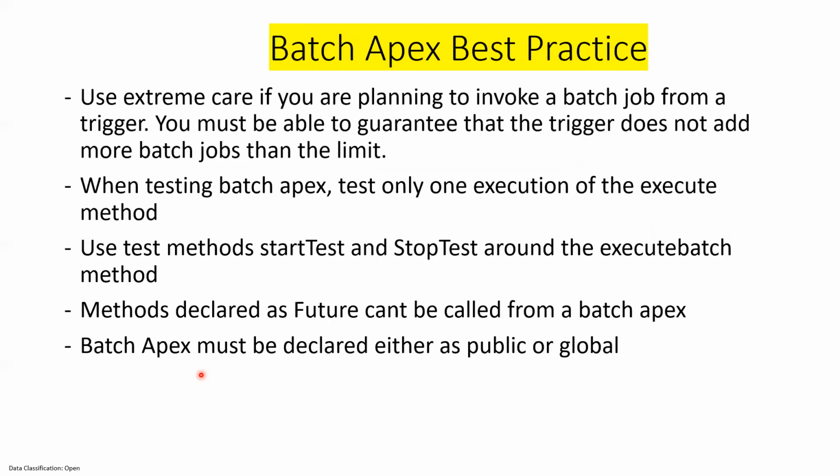As a best practice, always remember, if you are writing a batch job and that batch job is going to be invoked from a trigger, make sure the trigger does not add more batch jobs than the allowed limit, because your trigger runs with a bulk of records. So if you have a data load using Data Loader or anything, it might hit your limit. So make sure to follow the best practice not to hit the limit here. If you're writing a batch job and invoking it in a trigger, be sure of the number of records firing your trigger.